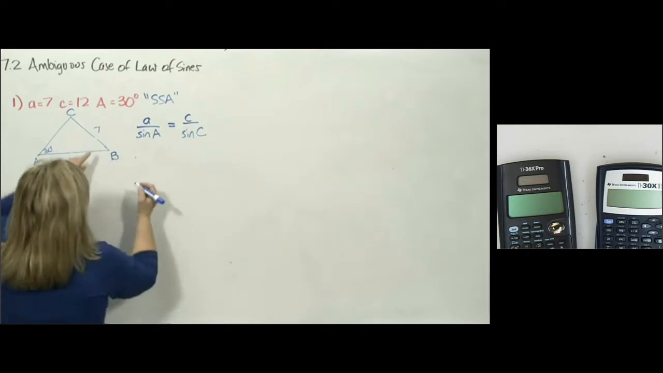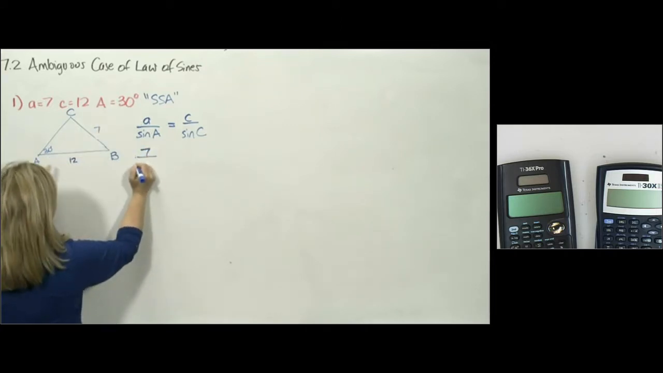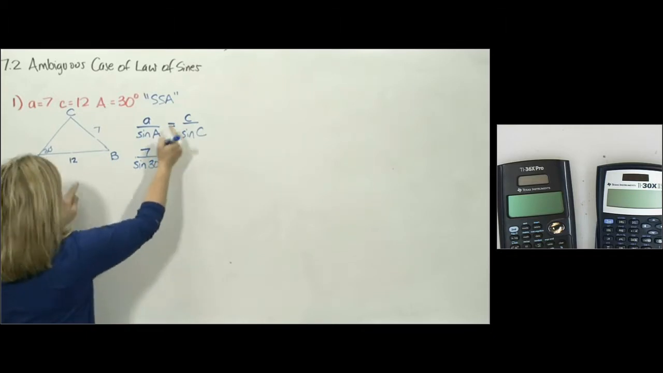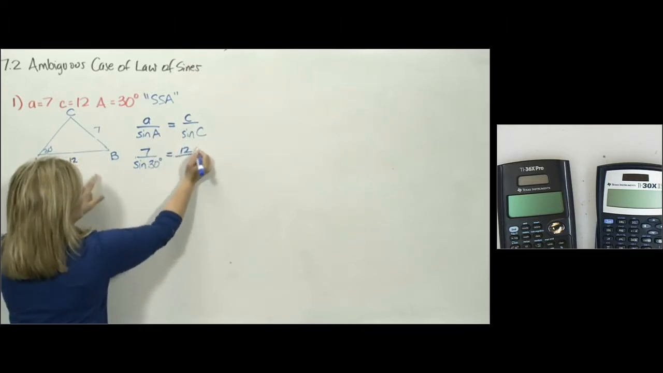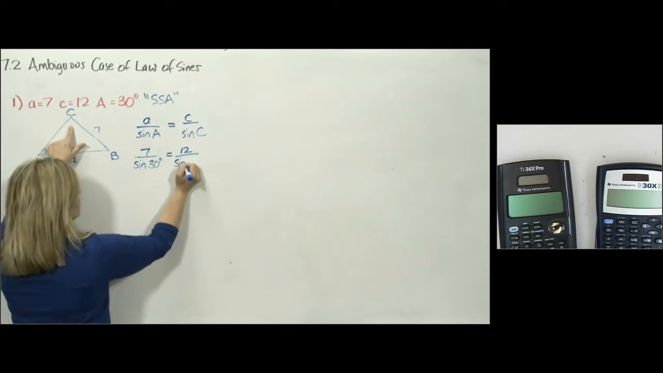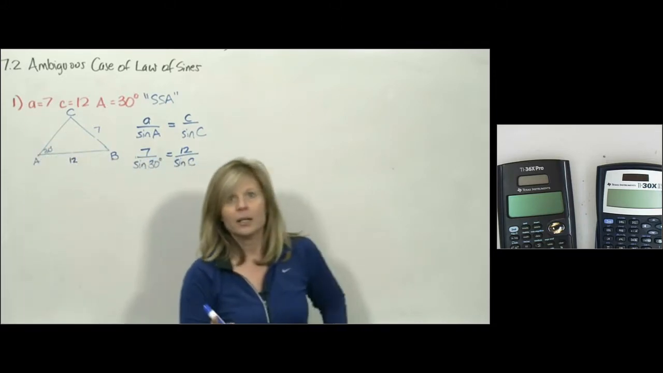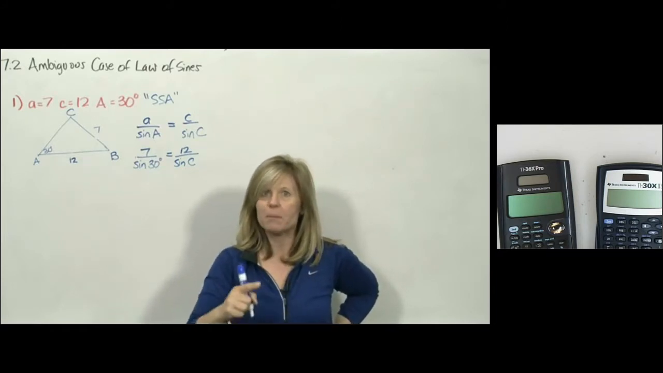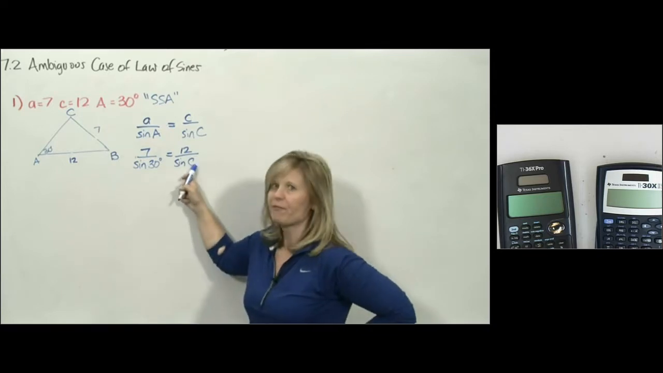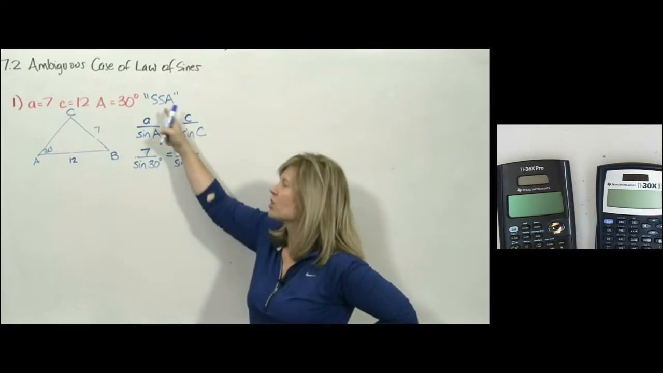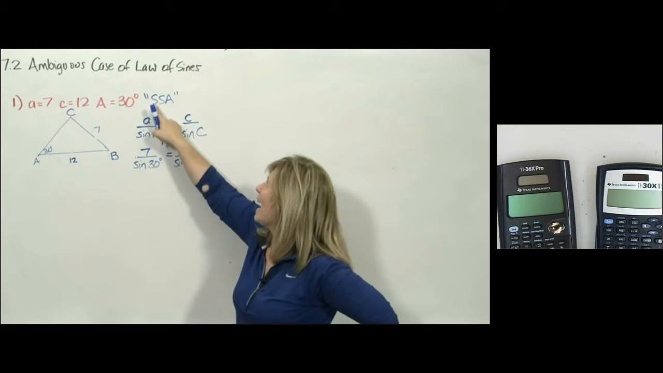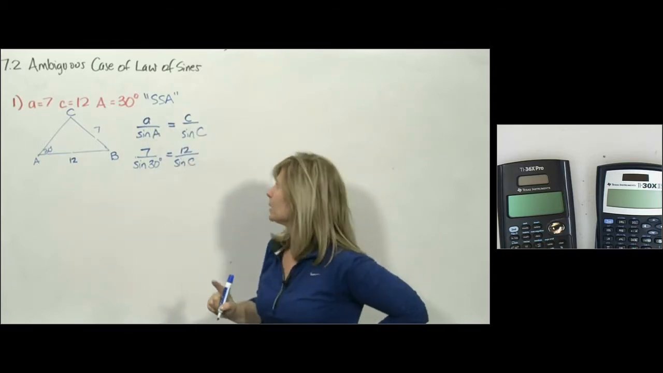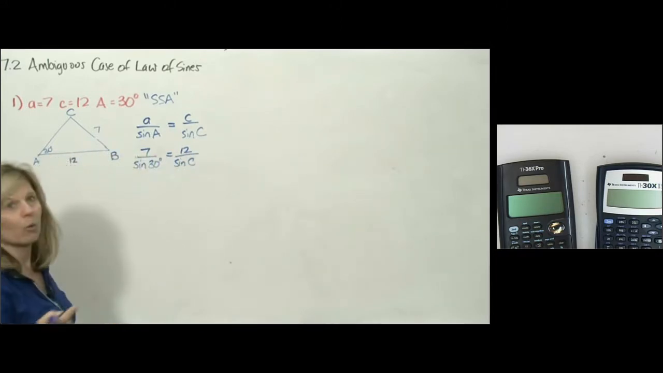Let's substitute. Side A is 7. Angle A is 30 degrees. Side C is 12. Angle C, we don't have a clue. Now look at me. In the last section, when we used the law of sines, we found a missing side. This is the first time we're going to find a missing angle using this rule. That is why the SSA pattern you have to be aware of. We're going to do the same thing we did a minute ago. We're going to cross multiply.